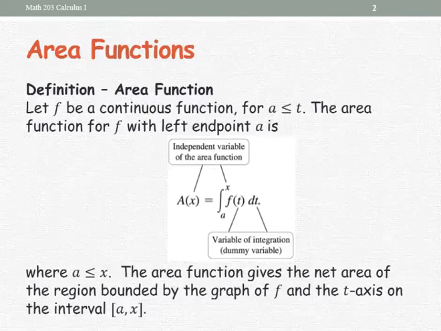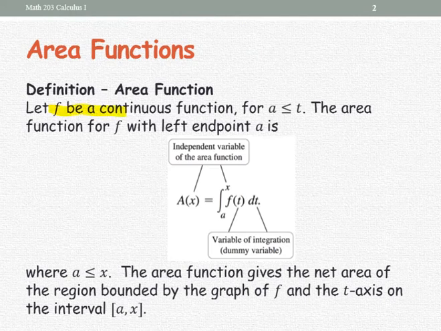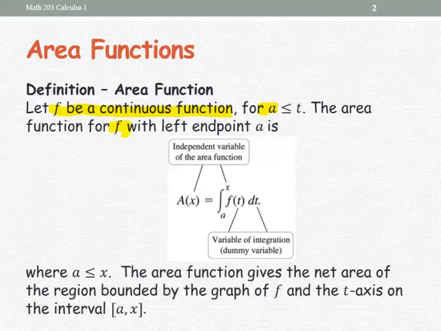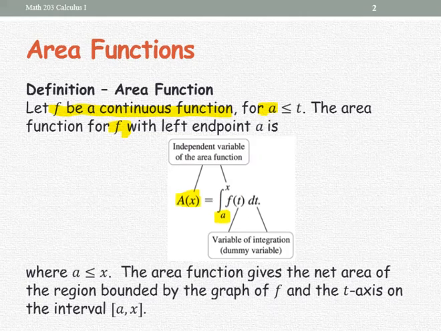For the area functions, by definition, let f be a continuous function for a less than or equal to t. The area function of f with the left endpoint a is defined as A(x) equals the definite integral from the lower limit a to the upper limit x of f of t with respect to t, where t is called the dummy variable or the variable of integration, where a is less than or equal to x. Note that the area function or the definite integral will give you the net area of the region bounded by the graph of f and the t-axis on the interval [a, x].